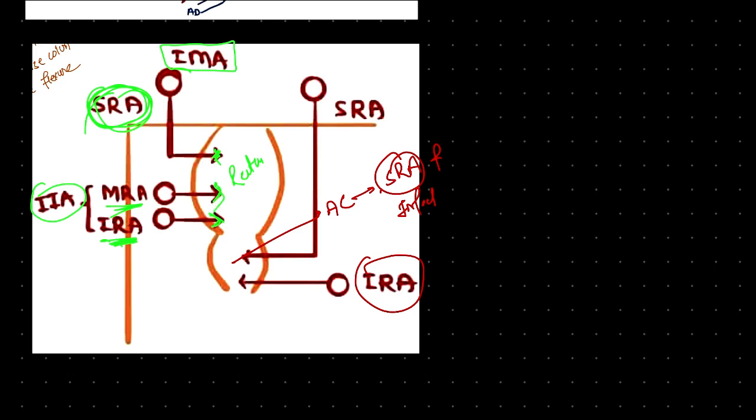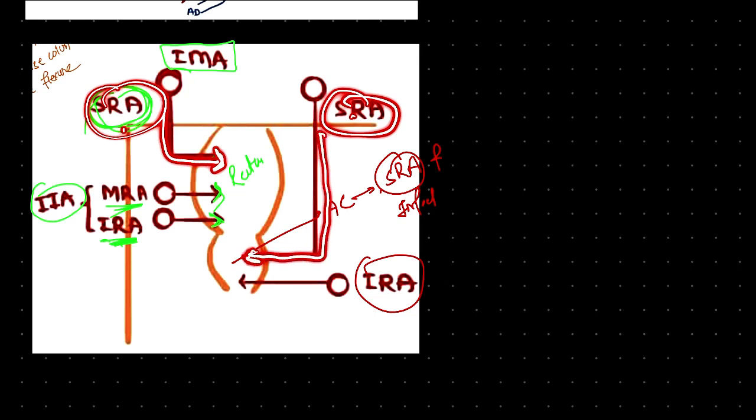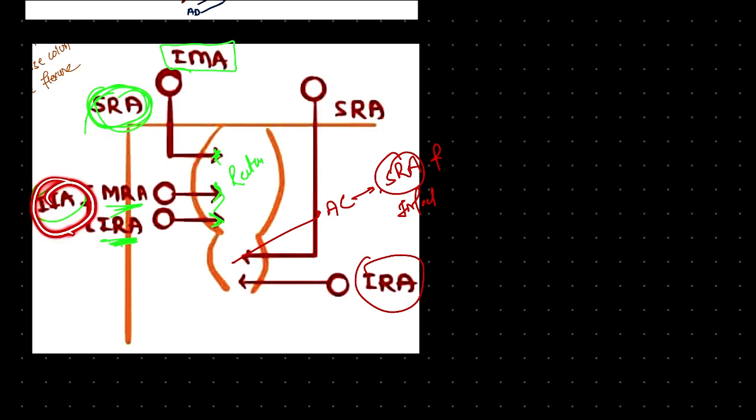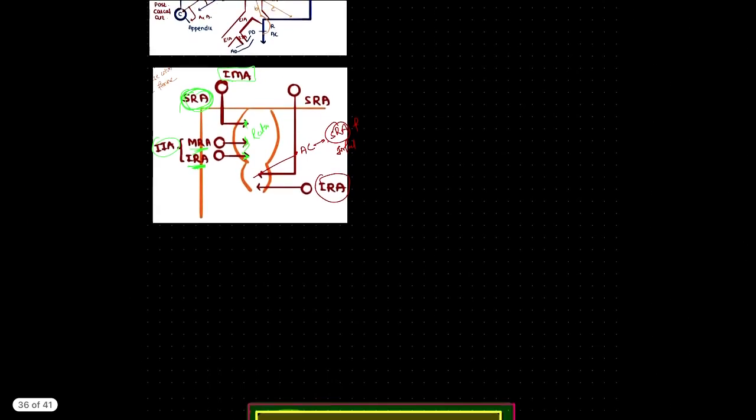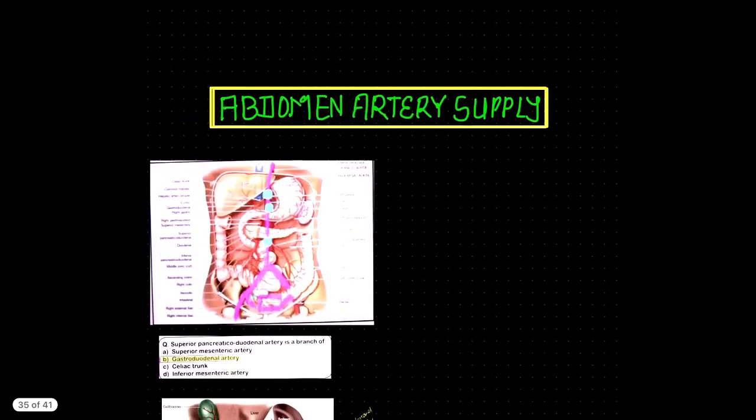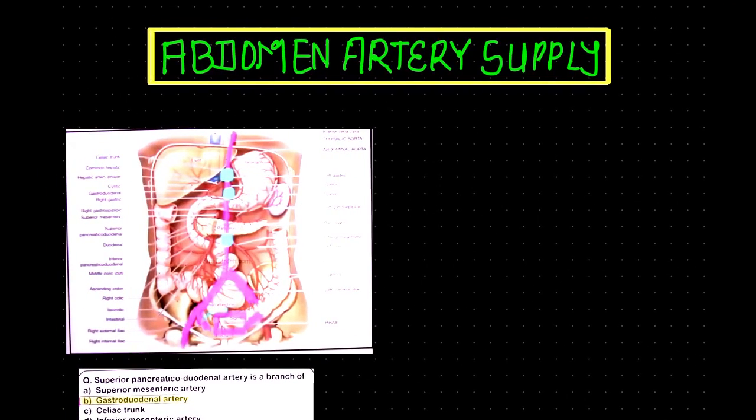So that's all, right? We can see that the superior rectal arteries are supplying the upper region of the rectum and the upper region of our anal canal, whereas the inferior rectal arteries are supplying the lower portion of the rectum and the lower portion of the anal canal. So this was all about this diagram. Now we finish the discussion of abdominal artery supply. Hope you are clear.